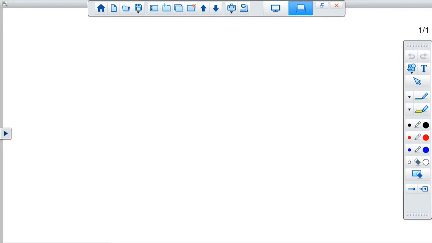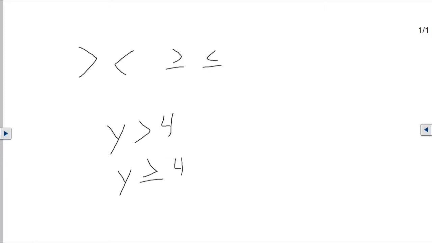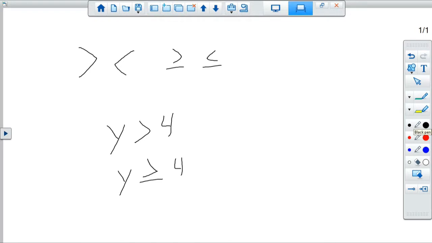Okay. So an inequality we know is a statement with greater than, less than, greater than or equal to, less than or equal to. Something as simple as y is greater than 4. So we're talking about all of the numbers that are larger than 4. If we have that equal to with it, that includes 4. Y is greater than or equal to 4. That's 4 and anything larger than that. So inequalities are a number sentence that has any one of those signs in it.